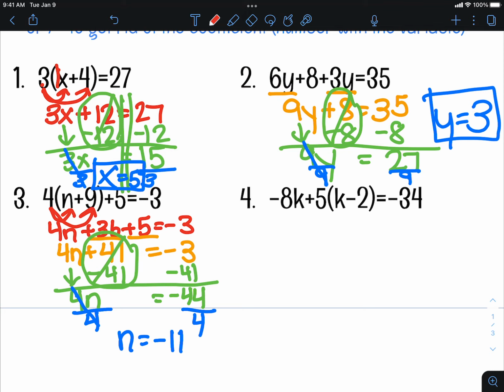All right, and the last one, the first step is to distribute. We can distribute here. So we're going to start in the middle of this equation. 5 times k is 5k, and 5 times -2 is -10. Or technically, I could also say 5 times 2 is 10 and then keep the subtraction. And then I'm going to copy the rest of my equation.